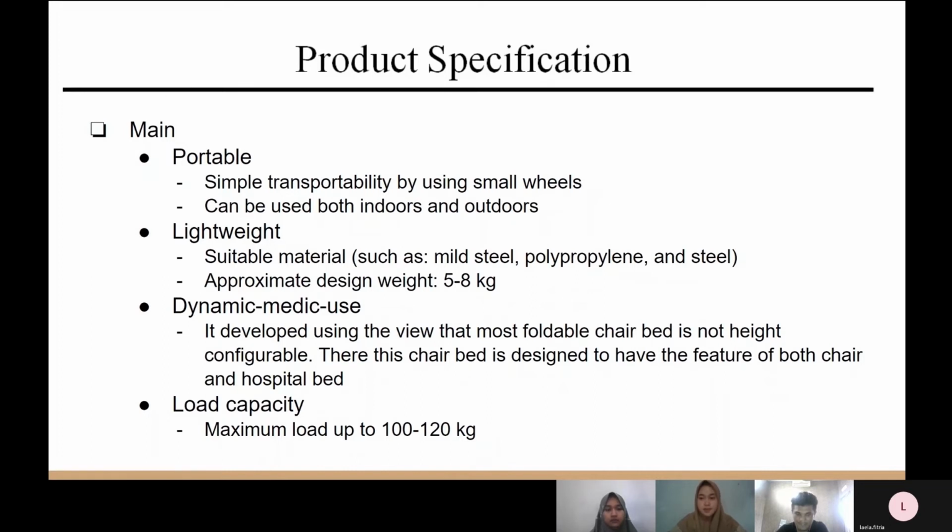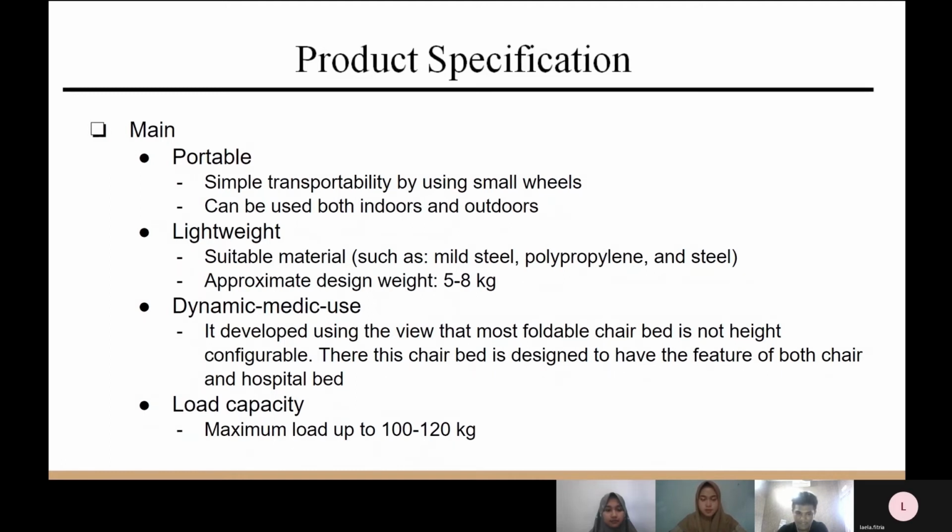Next. The next feature that the chair has is the feature of dynamic medic use. It means that when the chair is expanded, the expanded chair can act as a chair and a bed. For the feature of the bed, the height is configurable and so on.